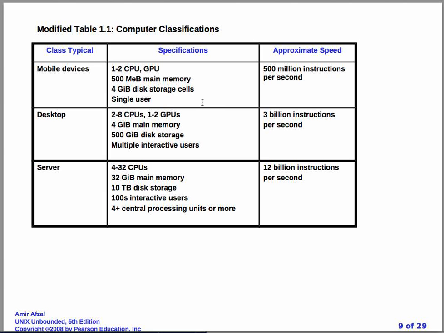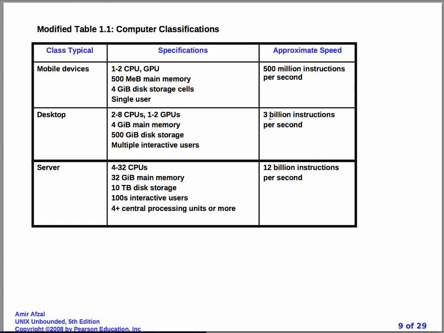Desktops and laptops will have between 2 to 8 CPUs. Laptops these days, definitely, they have 2 or more CPUs, and then desktops you can have a little bit more powerful. They might have 8 to 12 to 16 CPUs. They might have 4 gigabytes of main memory, 500 gigabytes of disk space, usually a hard drive, and then they can support multiple interactive users. So multiple users can use the same machine, although typically desktops and laptops are used by a single person. They're not constrained to that.